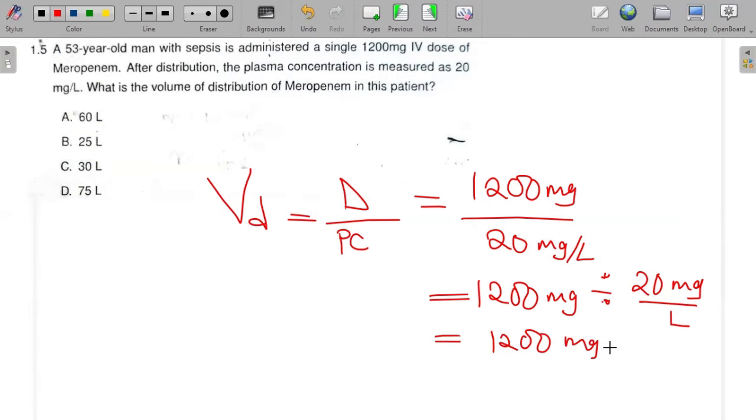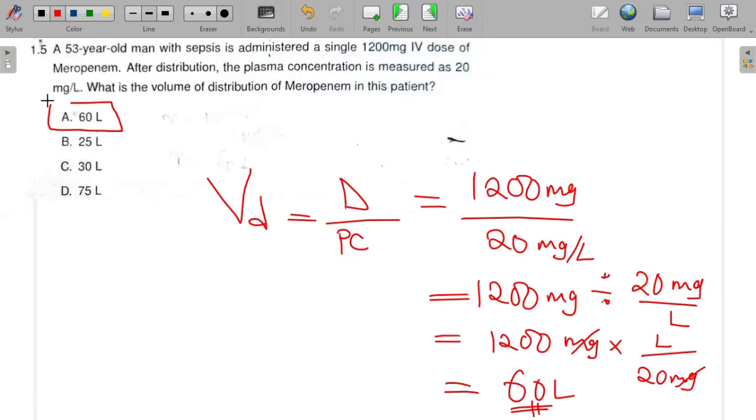So this is the same as 1200 milligrams multiplied by the liter goes up, and then the 20 milligrams comes down. So it means I'm just dividing this number by 20. Okay, so if I do that, what am I getting? 1200 divided by 20, I'm getting 60. So these units and these units cancel, so this is 60 liters. So you come here and pick option A as the volume of distribution. Okay, so very simple questions, right?